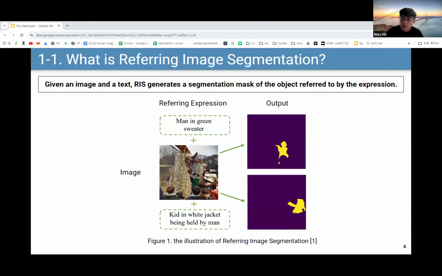Okay, so what is the referring image segmentation task? Referring image segmentation, or the so-called RIS task, generates a segmentation mask of an object when you're given an image and a freeform query referring to that target object, which is usually called a referring expression. For example, in the image on the slide, where multiple people exist in the zoo, the model needs to locate and segment the man in the green sweater among these many people by understanding the given referring expression.